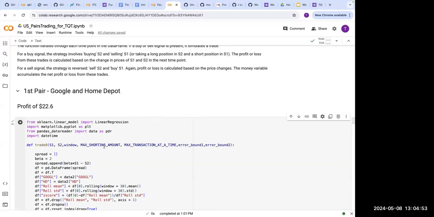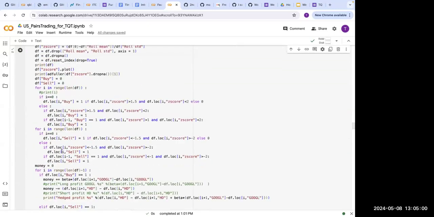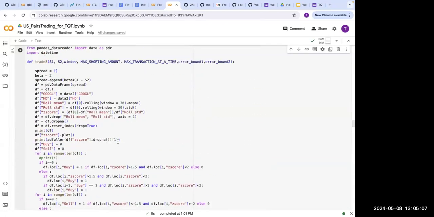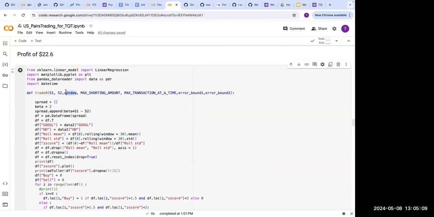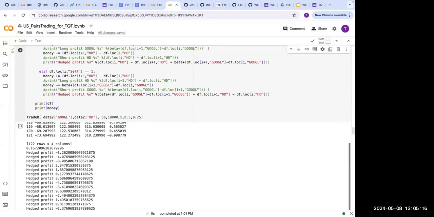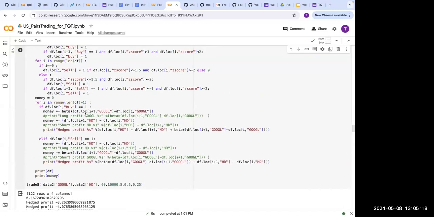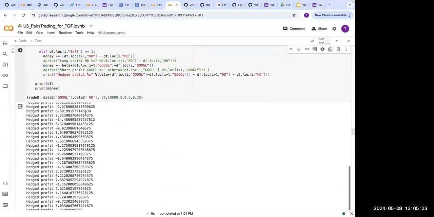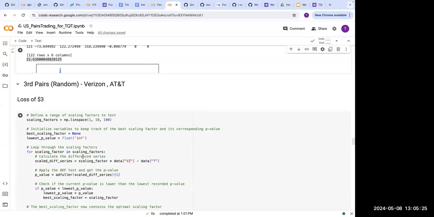And then similarly the max shorting amount. And then S1 and S2 are the stocks. Here we considered Google and Home Depot. You can keep changing this. And we went for a window of about 60 days, so we are analyzing a 60-day window. All right, this is a lot of code, which is why I want to give you time to understand. We'll probably continue more on this through other examples.